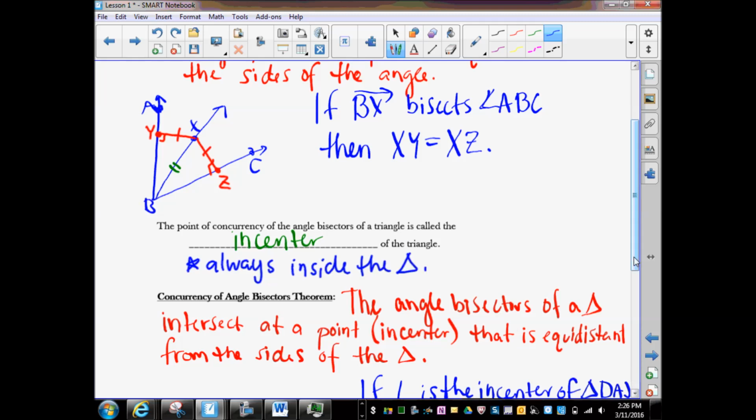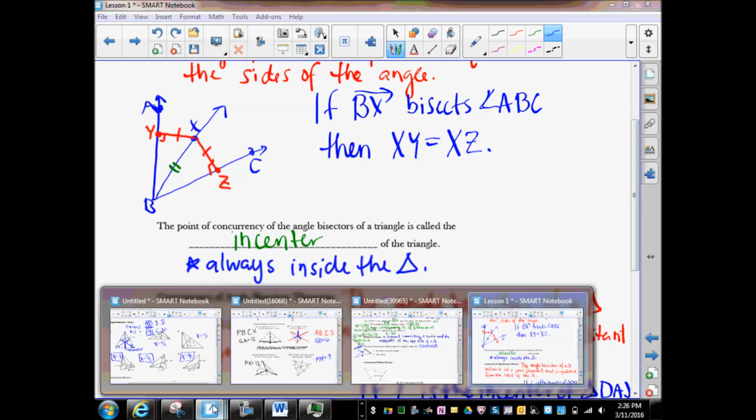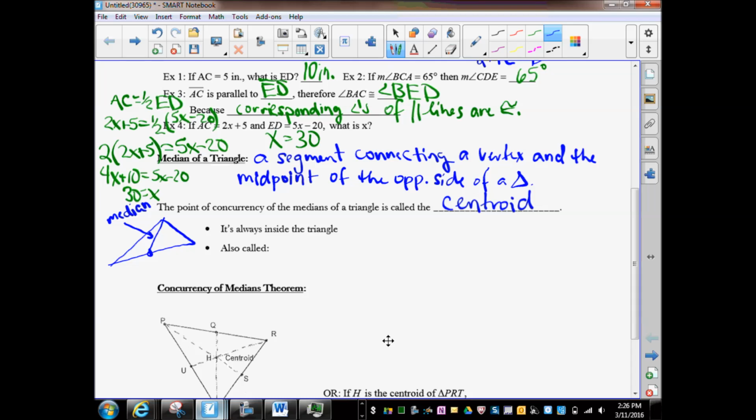Okay, so incenters are always inside your triangle. Questions on that? Okay, so let's go back to our notes. Our centroid is always inside the triangle, kind of similar to our incenter. And this next piece of information I think is really interesting. Does anybody know what else the centroid is known as or called?